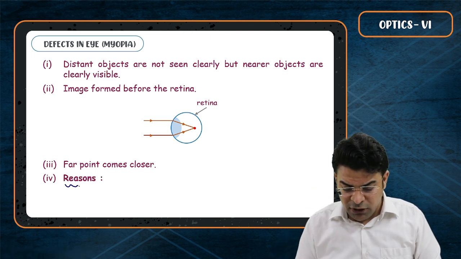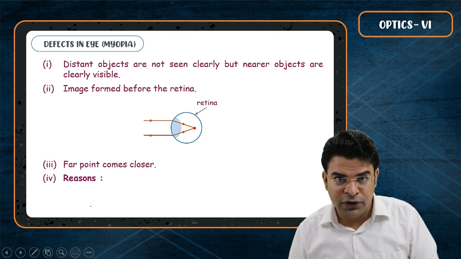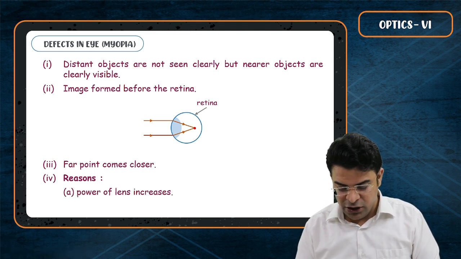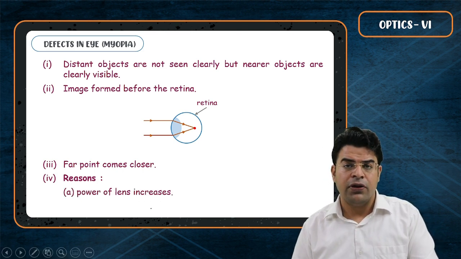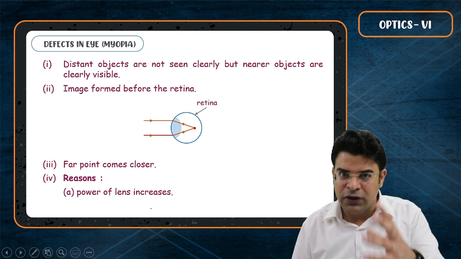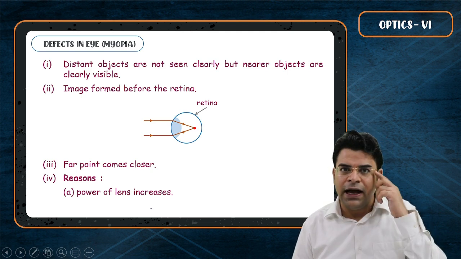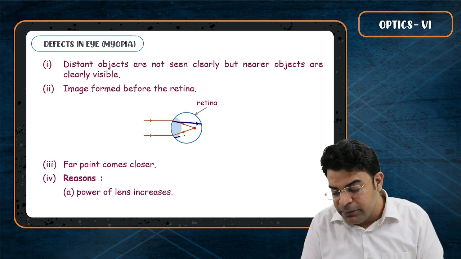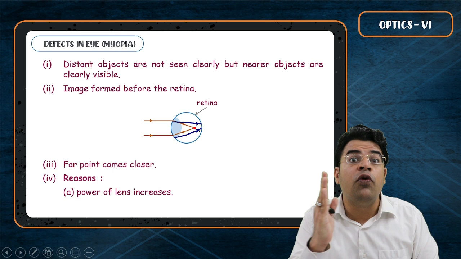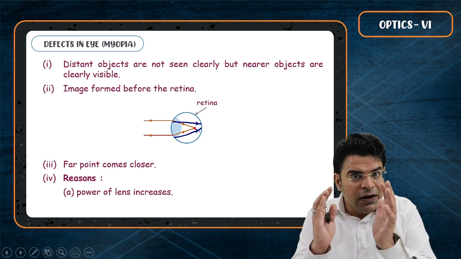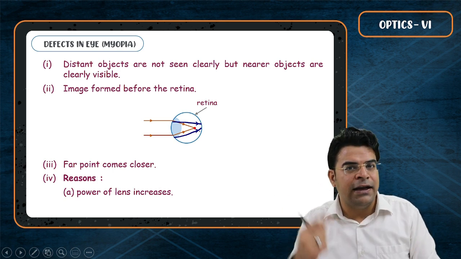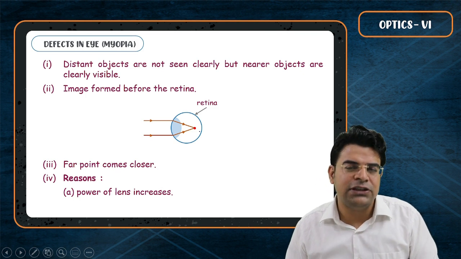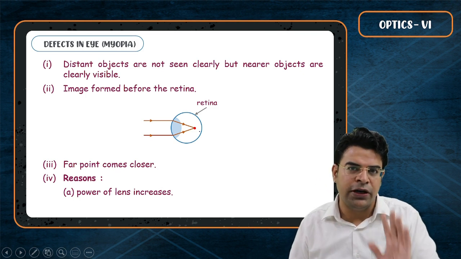Next, what are the reasons of myopia? The first reason given is that the power of the lens increases. So people who are suffering from myopia think that their eye lens is so powerful that rather than forming the image of parallel beam at the retina, it forms it before the retina. So the focal length is less, so the power of the eye lens is more. But to be true, this is not what happens with ordinary people.